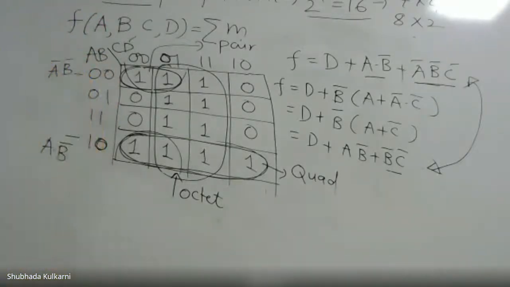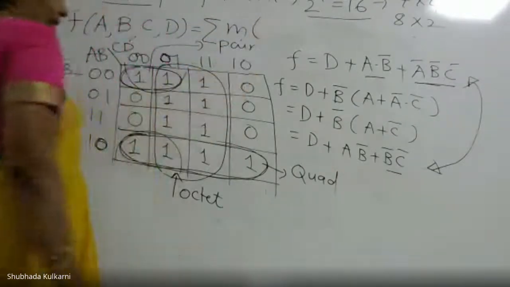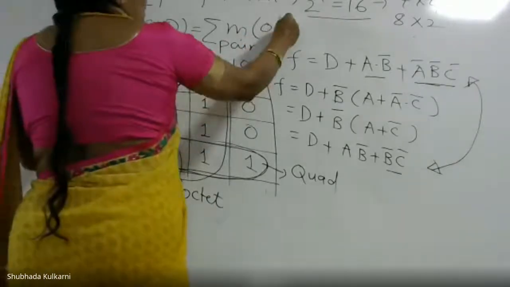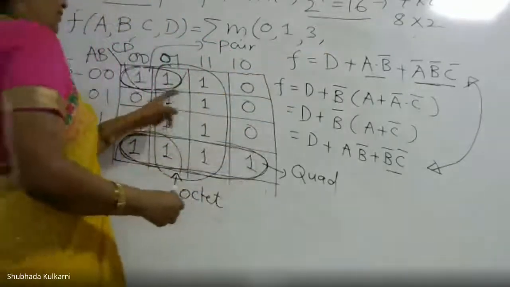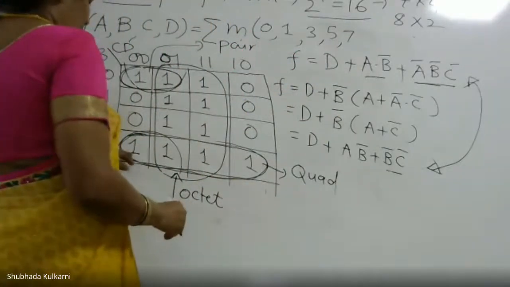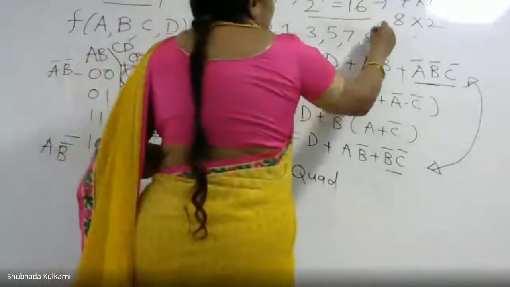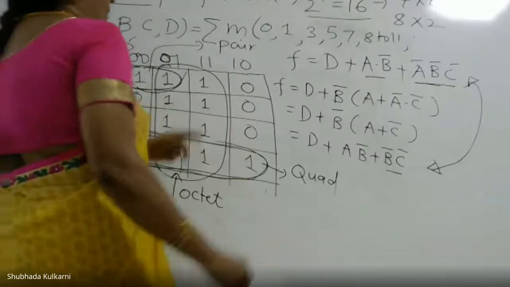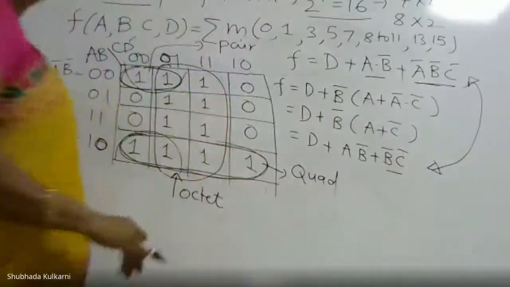Now, in the problem, I did not write the sum of min terms. Looking at these positions, if you can identify, it's well and good. This min term is 0. This is 1. This is 3. Then 5, 7. Next, here 8, 9, 10, 11. 8 to 11. Next, this is 13 and 15. So many min terms are there.